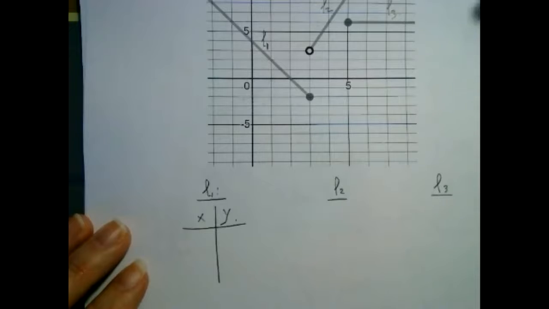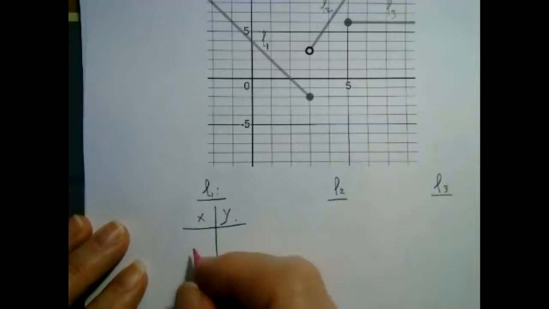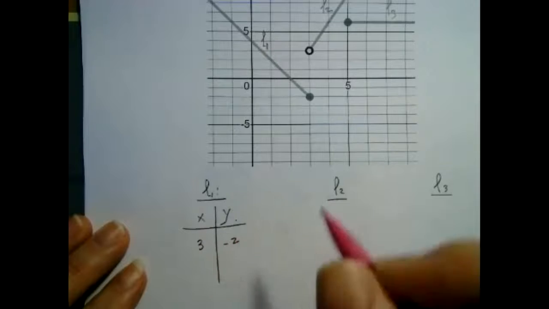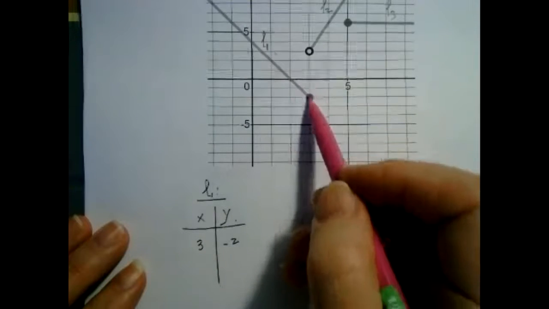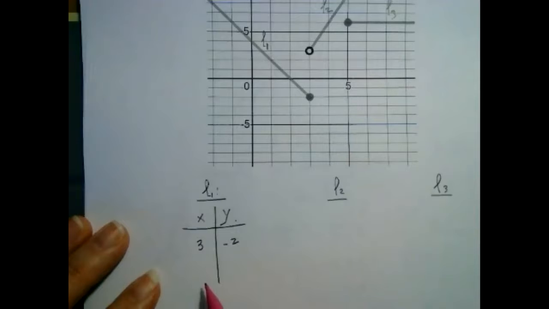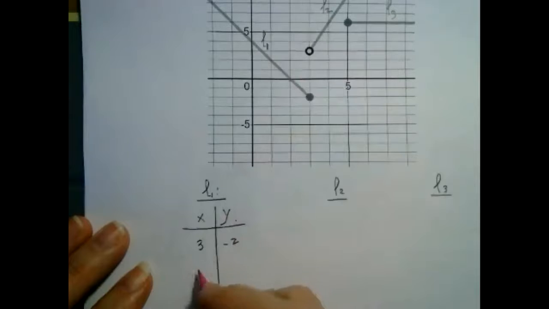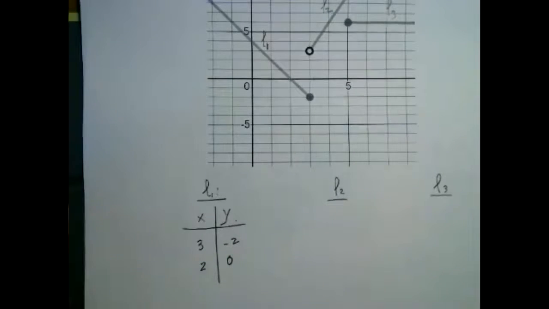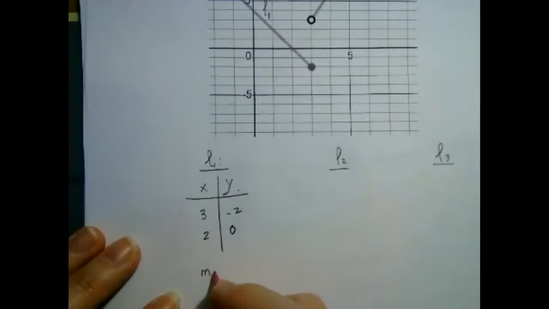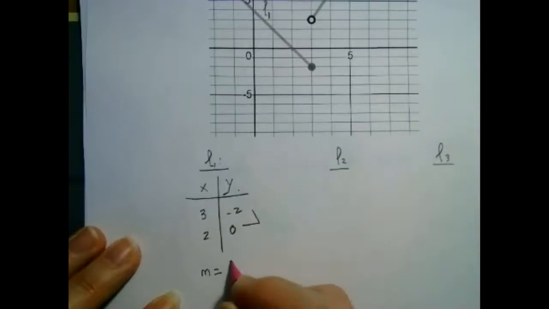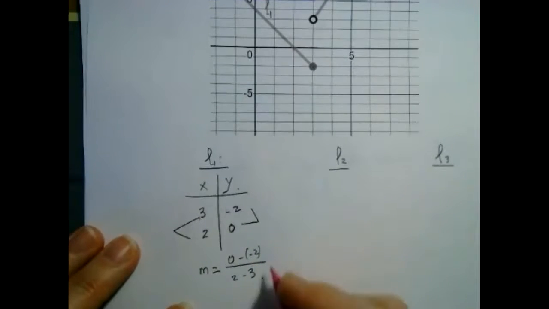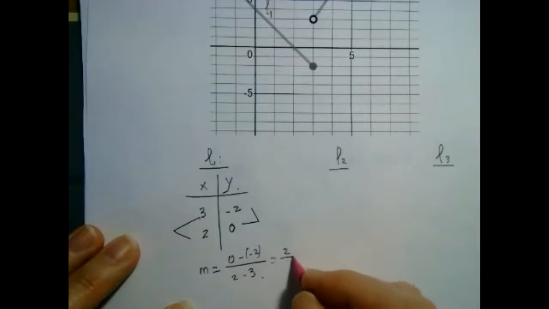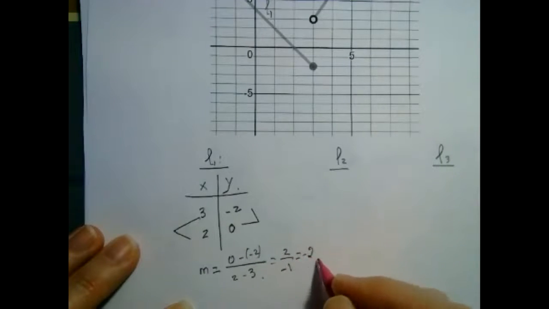Quickly. Can you do like 3, -2? Yeah, 3, -2. Another point, 2, 0. Okay. Then the slope is going to be the change, 0 minus -2 over 2 minus 3, which is going to give me 2 over -1, which is -2.